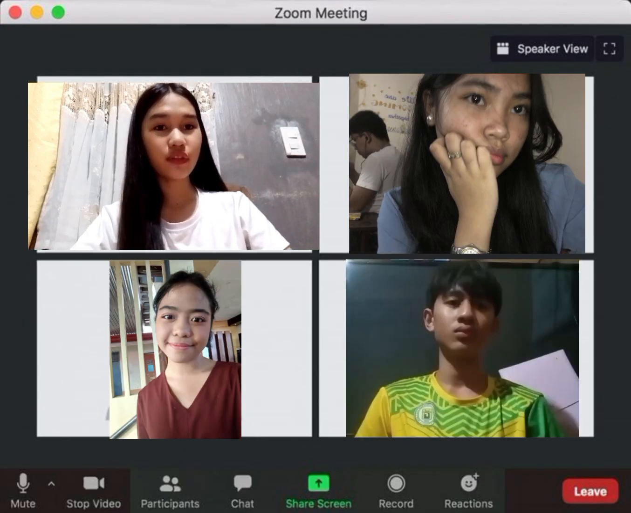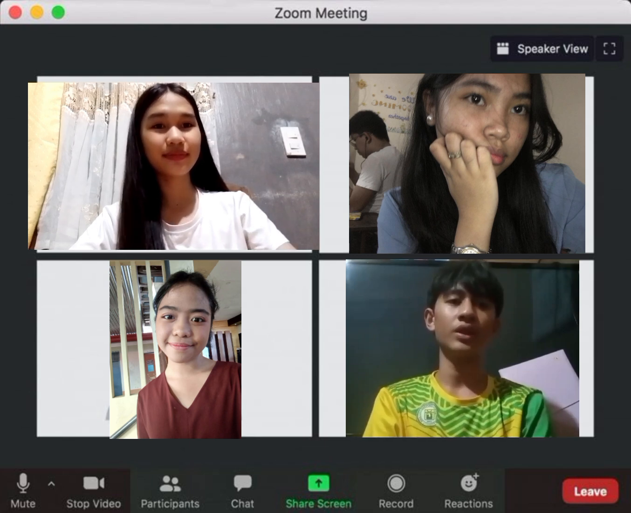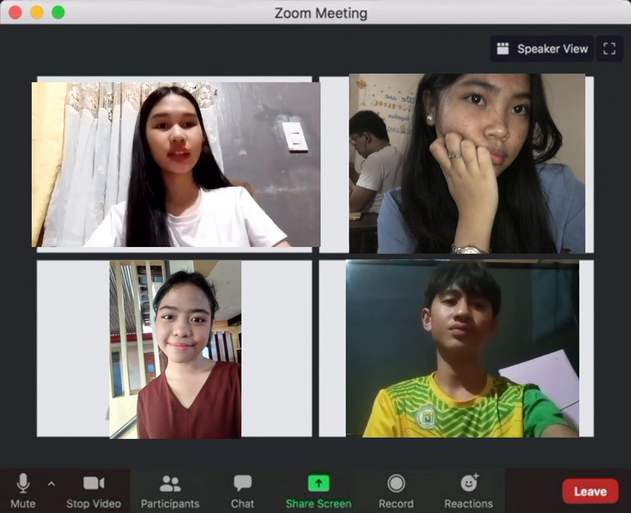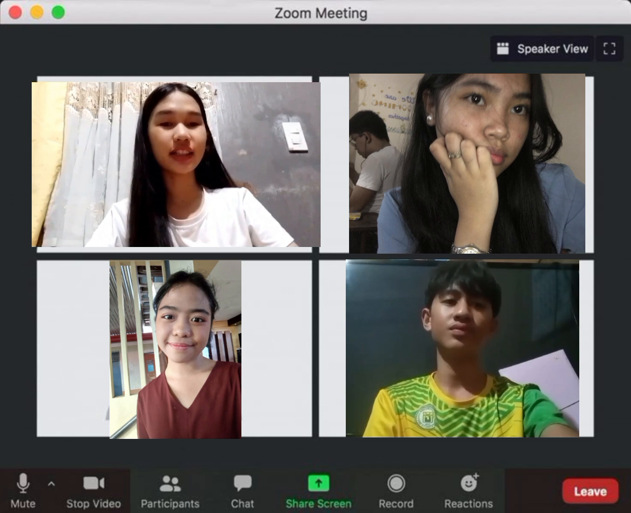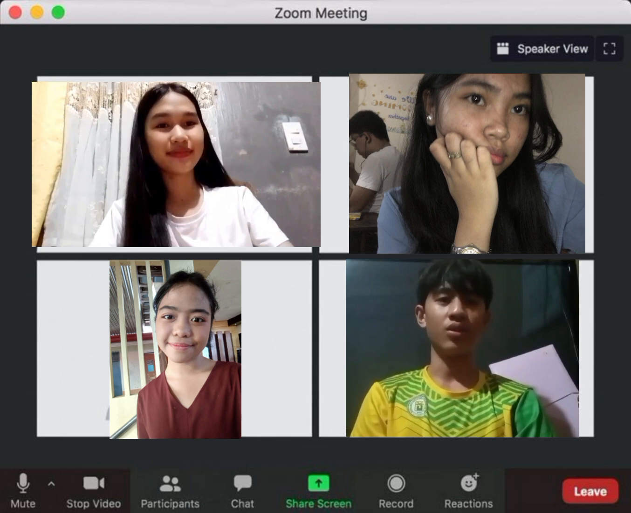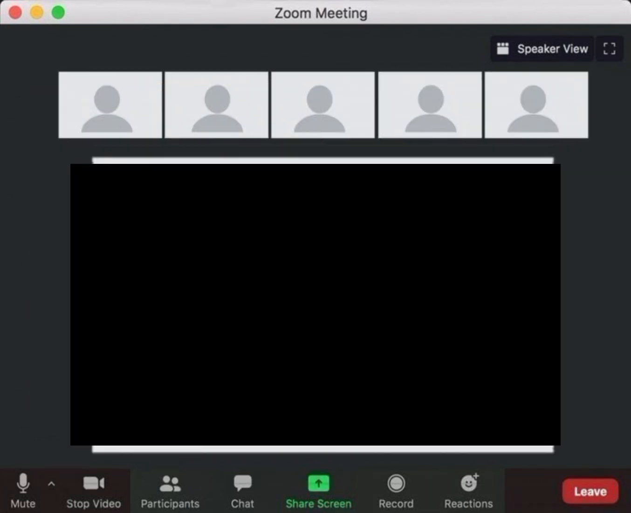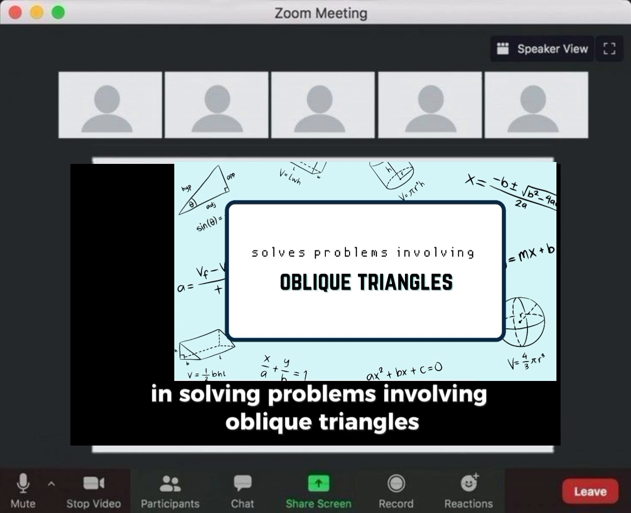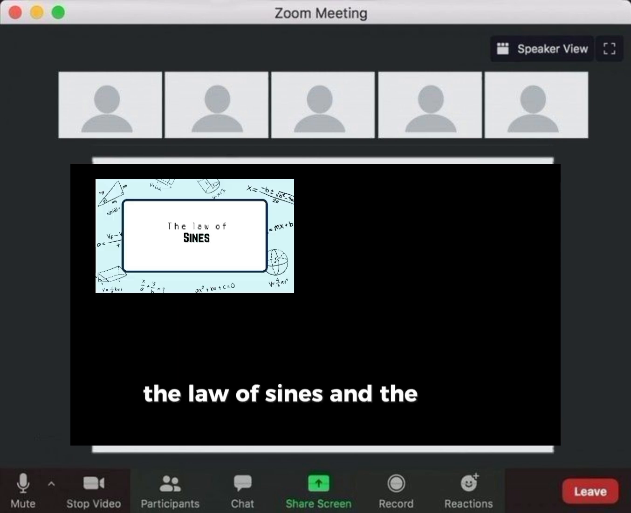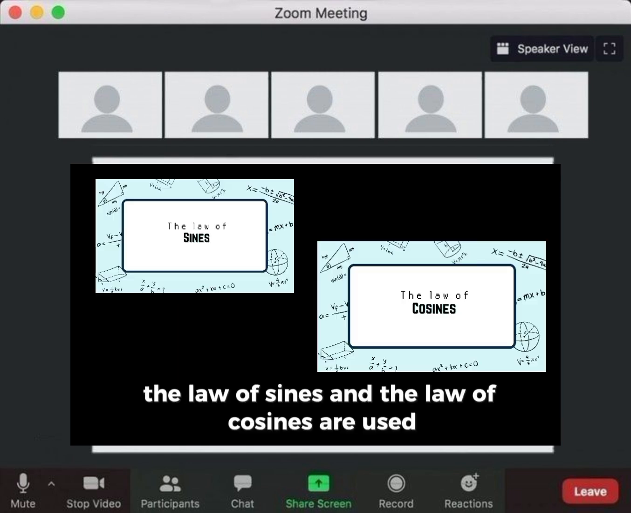Now we are gonna solve the oblique triangles. What is an oblique triangle? An oblique triangle is a triangle that doesn't have any right angles and it can have different angles and different lengths. How to solve an oblique triangle? In solving problems involving oblique triangles, the law of sines and the law of cosines are used.